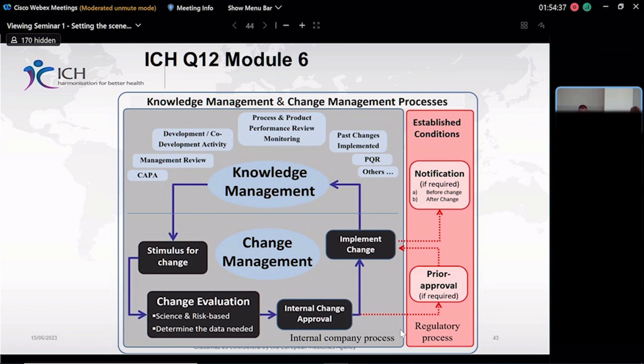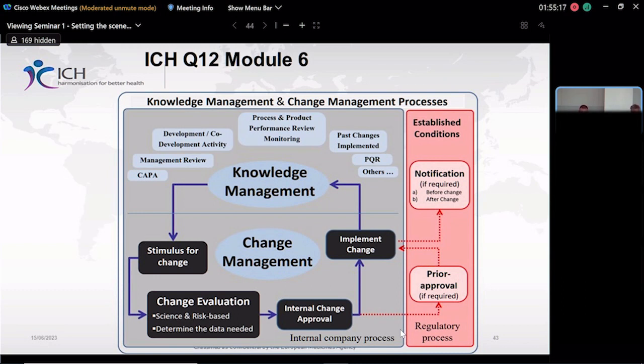Change evaluation, the company has to do a risk-based assessment, look at the data from their historical batches, look at their development data and say, okay, how will we go about this change? Initiate their internal change approval. We are going to make this change. We're going to tighten our specifications. And then they need to consider, do we need to communicate this change to the regulator? And is it a prior approval or notification? So in that example we had of a tightening of specifications, it has lower risk, so they can implement the change and send the notification to the regulator.